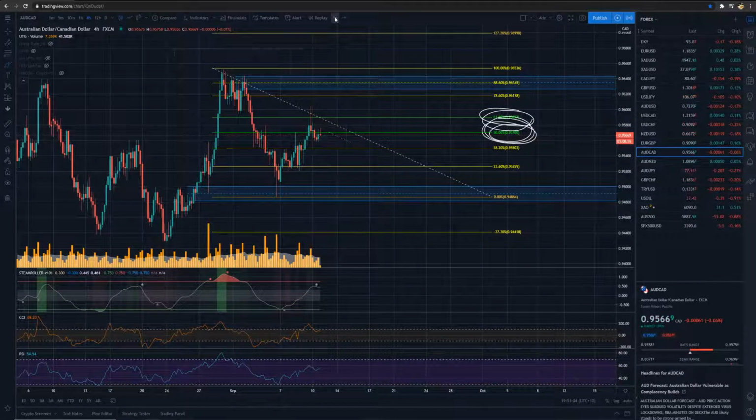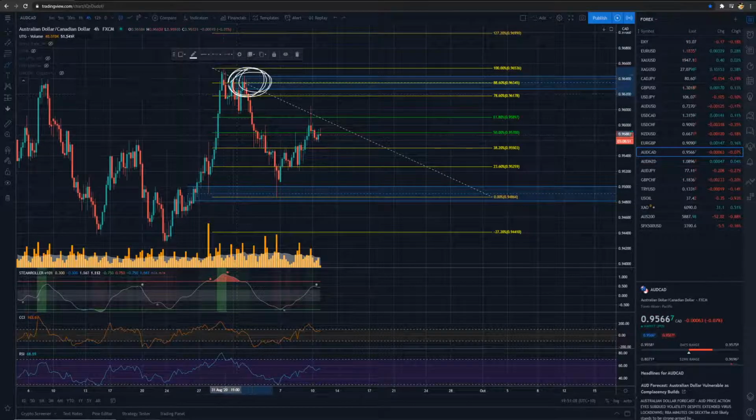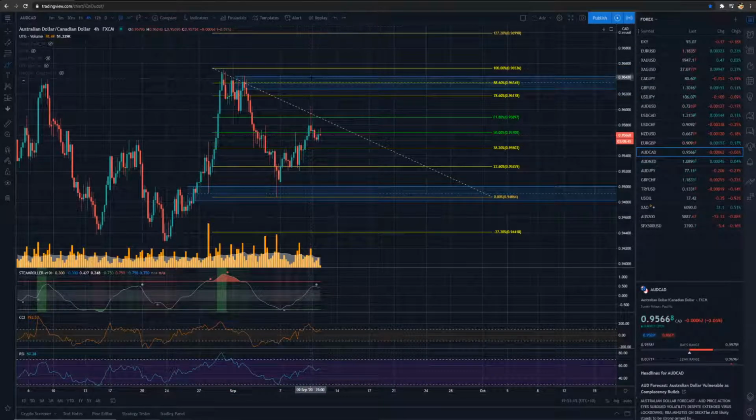We need to break and close above. That would be the first thing that I would want to see on AUD CAD to really confirm we're going back to the scene of the crime, or back to the norm, where we find that level of supply at 96.2. If we don't see that movement tonight over the course of the New York, London crossover in terms of volume, then it's not going to happen.